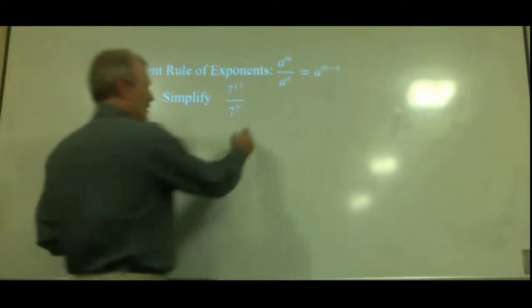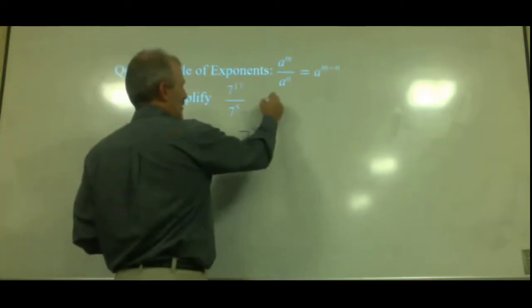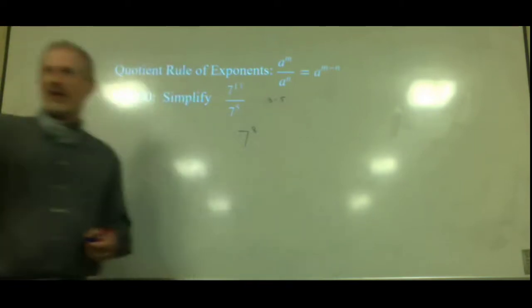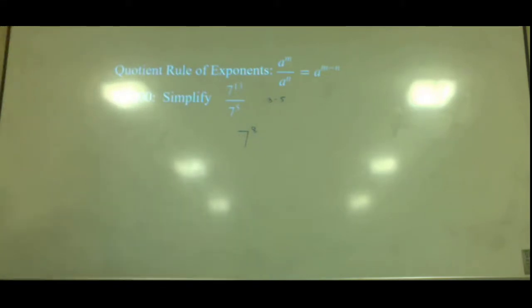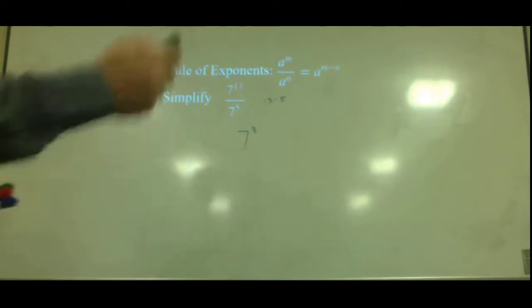And how did you get that? I subtracted 5 from 13. 13 minus 5, right? If you think about canceling, 5 of them cancel. So you've got 8 left. If you just use the subtraction rule, 13 minus 5 is 8. Does that make sense? Okay.